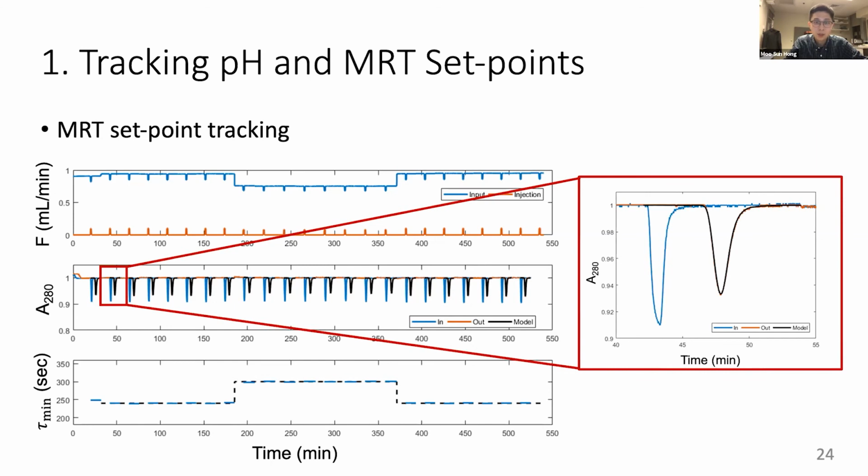First, we can see from the second plot that the residence time distribution model with estimated parameters describes the concentration at the outlet given the information on the concentration at the inlet. And also, we can see from the bottom plot that the set point tracking was achieved within a single step after the residence time distribution estimation.